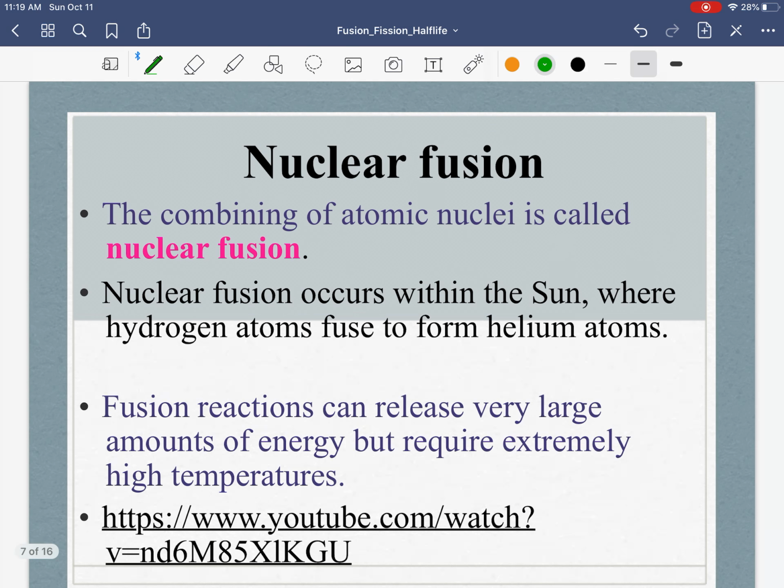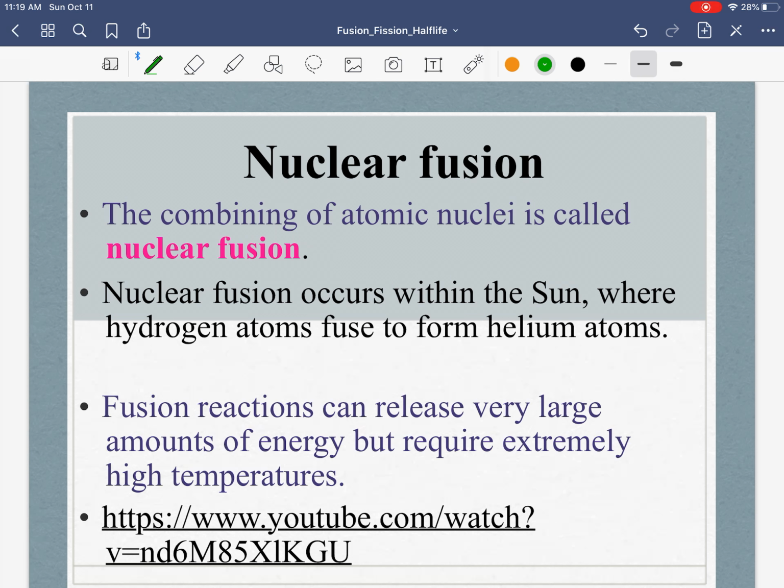Now fusion. Fusion is the opposite of fission. Instead of breaking up the nucleus, it's adding to it. It basically combines small elements in order to make a larger element. An example is hydrogen. Two hydrogens come together and form a helium atom.